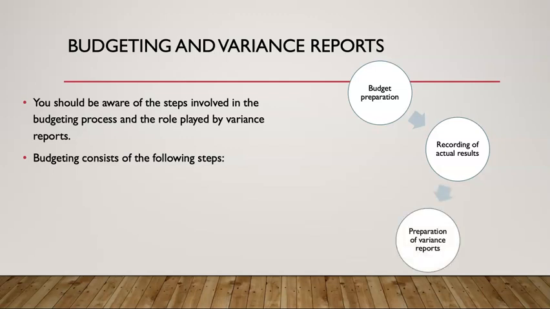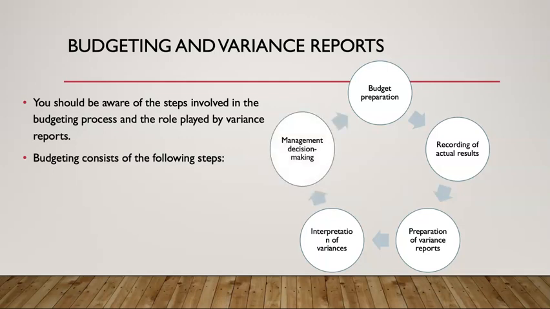This is where variance reports come in. Variance reports are when we look at the difference between our actual results and budgets and use this to plan, control, and make better decisions. We do this by interpreting the variances. What has happened to this variance? Is it a big variance or a small variance? Is it a favourable or unfavourable variance? How have they linked together? And what can we do to ensure we have better, improved results in future periods? And this is what we're talking about when we say management decision making.